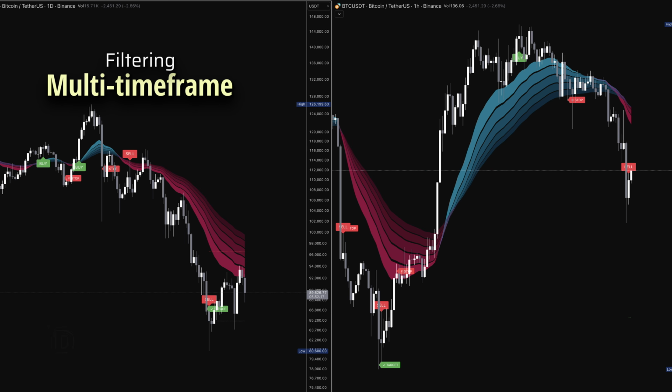Keep the indicator on daily charts to identify the primary trend, then take trades on 4-hour or hourly timeframes only in that direction. This filters shorter-term noise against the longer-term trend.